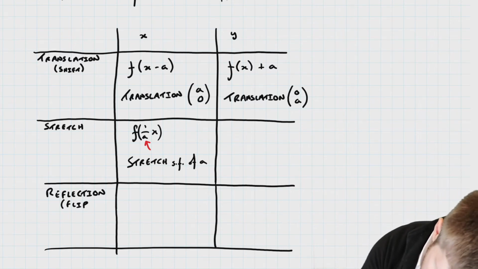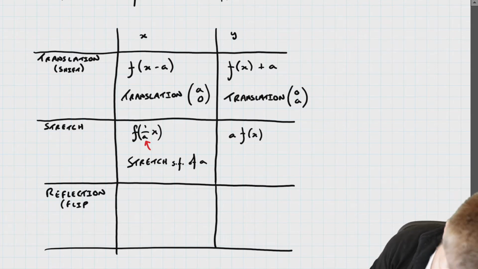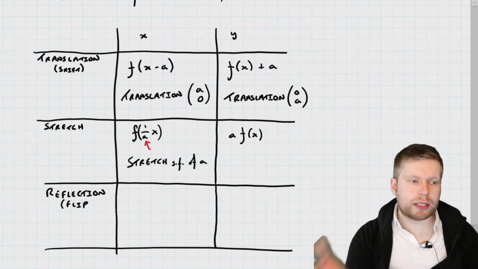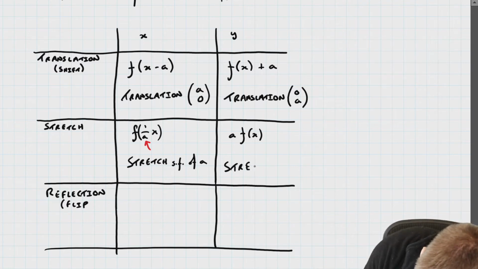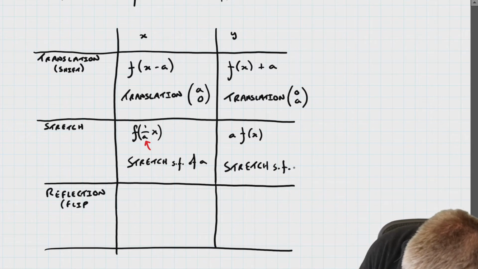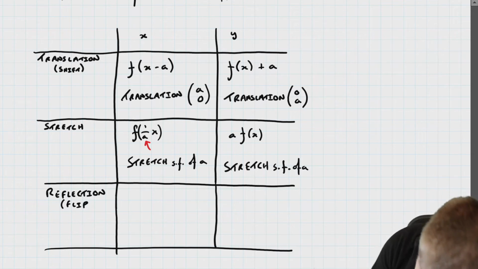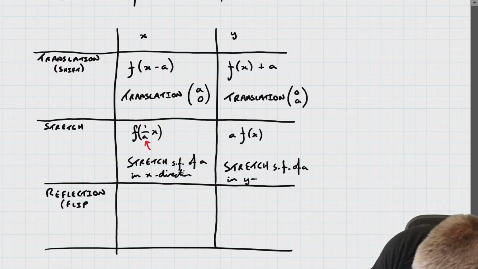So what about if it's happening in the y direction? Well, that's nice and easy. It's just taking the function and then applying a. So it's doing f of x first, then multiplying by a. So this is a stretch with a scale factor of a. It's exactly what you think it should be, but I should put which direction it's in. So this is in the x direction, and this is in the y direction.